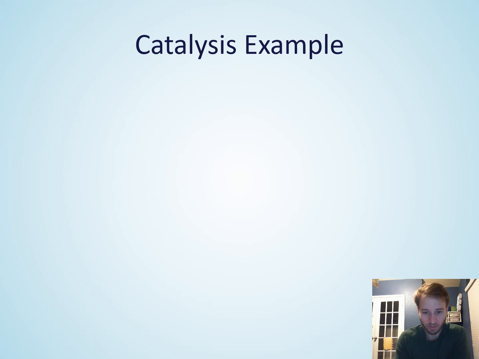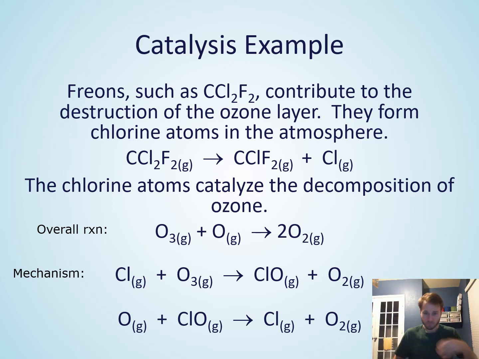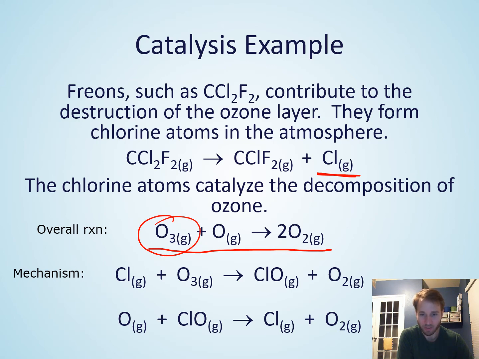All right, so an example here of a catalyst. Freons, which were used in a lot of aerosol sprays, damage the ozone layer by introducing chlorine atoms into the atmosphere. Those chlorine atoms catalyze this reaction. Ozone is O3, okay? So they catalyze this reaction where O3 plus O forms 2 O2. And it does so through this mechanism where a chlorine atom binds with O3 to form ClO plus O2. That ClO then goes on to react with an oxygen atom to form Cl and O2. Notice here that the chlorine is consumed and then produced.